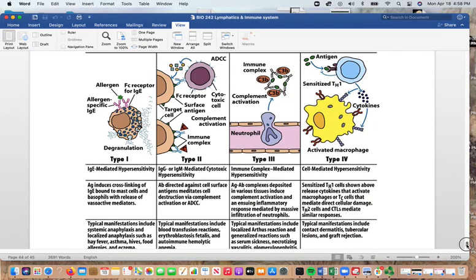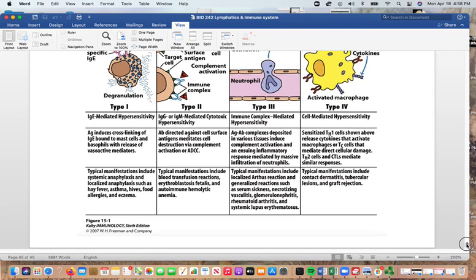This is a nice little table here that compares the different hypersensitivities. So we talked about type 1 and type 4 in here. There is a type 2 and type 3 as well. That typically those are covered in microbiology. And that is the immune system.